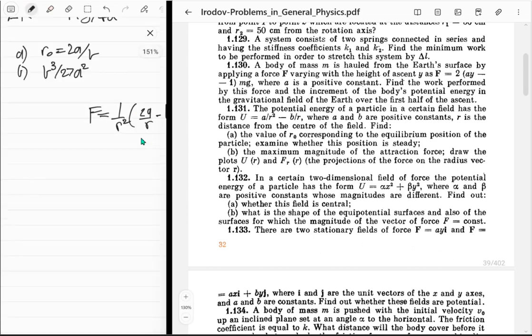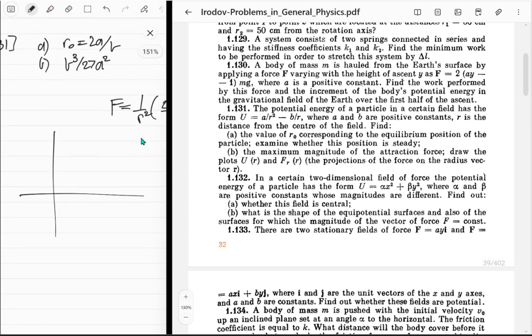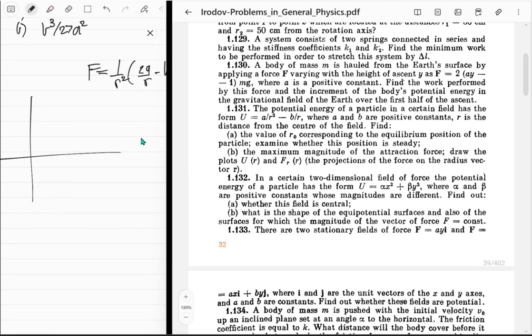So we know it becomes the minimum. Actually, it should be negative anyway. So it becomes negative and minimum at r equal to 3a upon b, right? So 3a upon b, it becomes that. And then at 2a upon b, this force is 0.